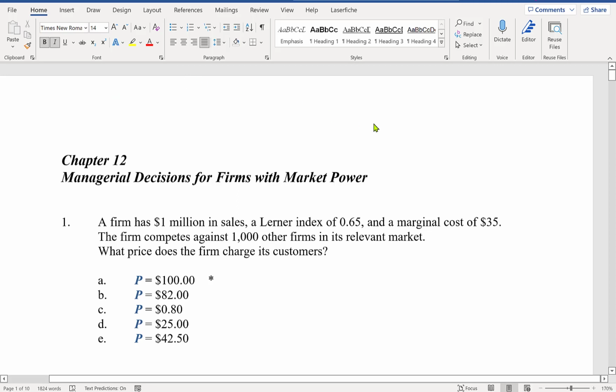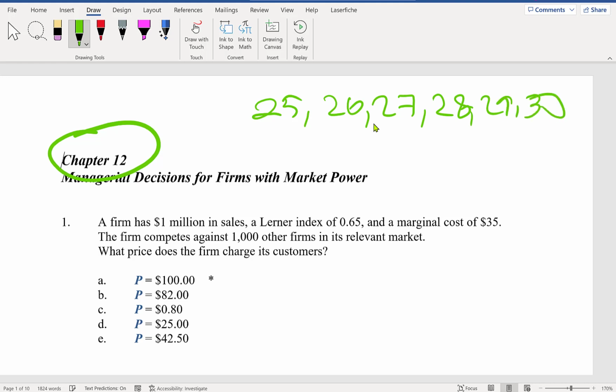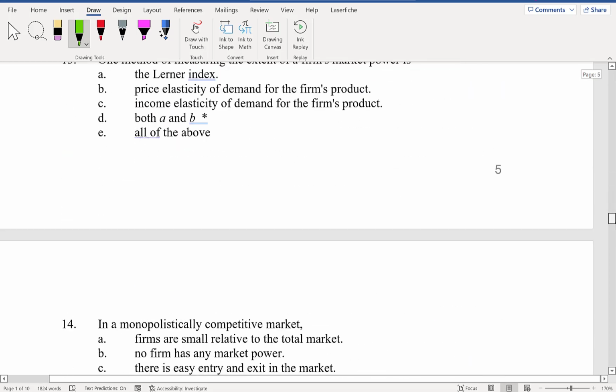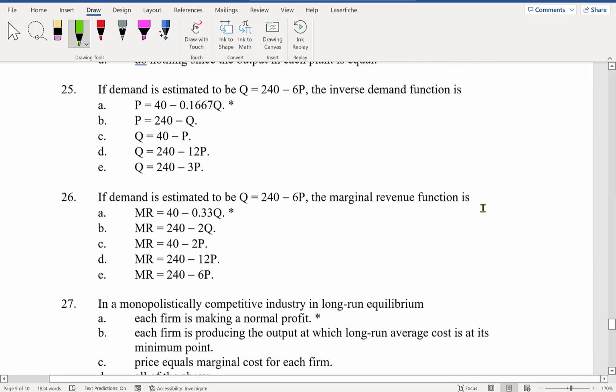Hello everyone, welcome back. This is chapter 12 problems, and in this part we are going to solve questions 25, 26, 27, 28, 29 and 30. Basically I solved almost all questions literally, so for the last chapter I said, why not? Let's go over them. All right, question 25.